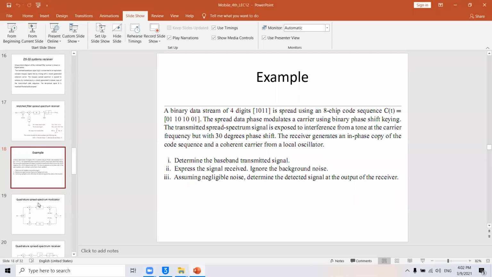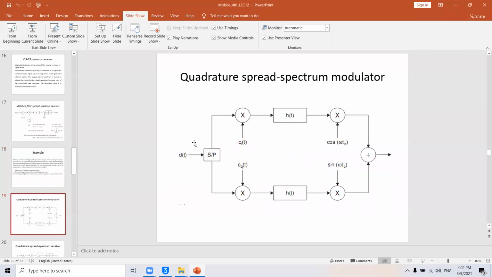Now we have finished the example. Let us go to the quadrature spread spectrum receiver. And this time, I'm going to talk rapidly about the system. Now we have a quadrature spread spectrum modulator. Now, how does it work? Look, please.